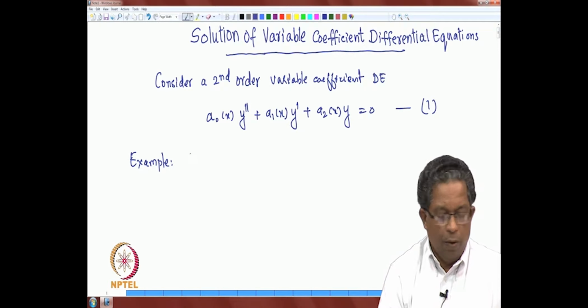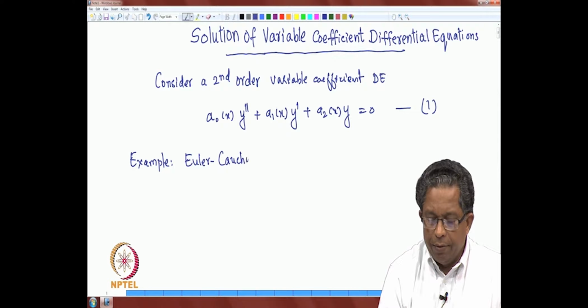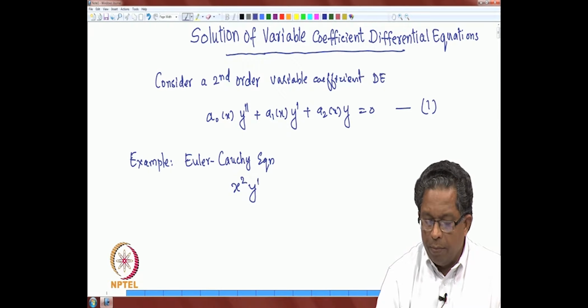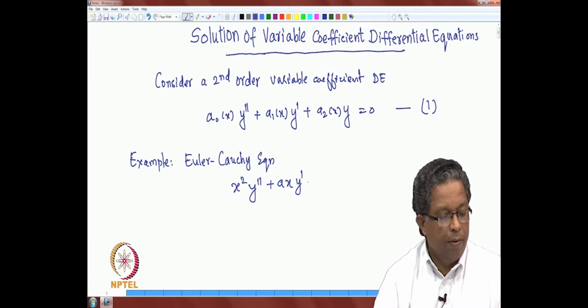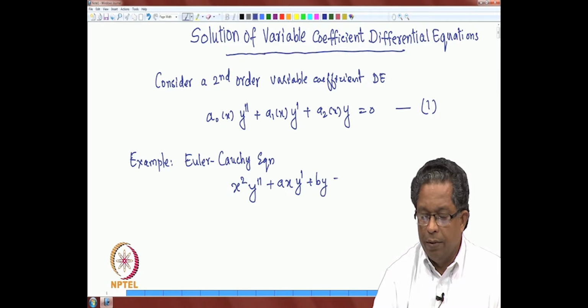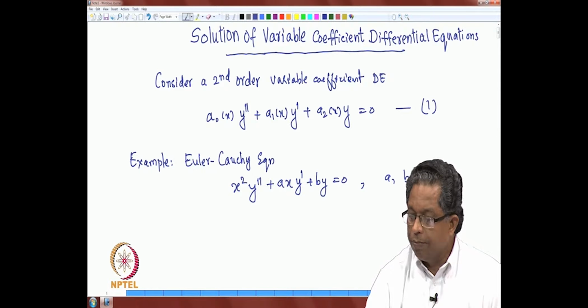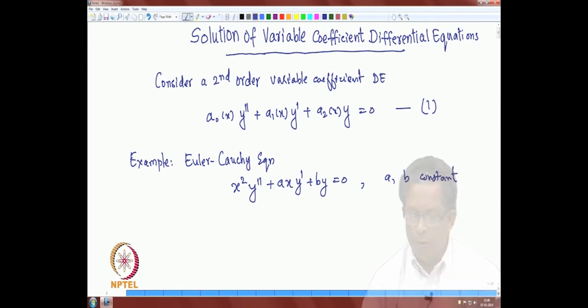For example, consider the Euler-Cauchy equation, given by x square y double prime plus a x y prime plus b y is equal to 0, where a and b are constants. This equation, though it is a variable coefficient, is in a nice form. It can be reduced into a constant coefficient differential equation just by applying some transformation.